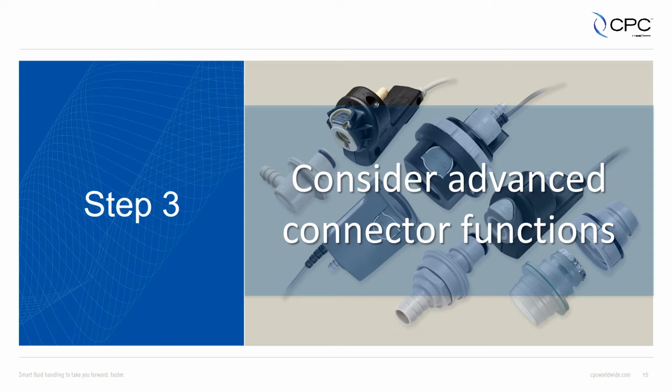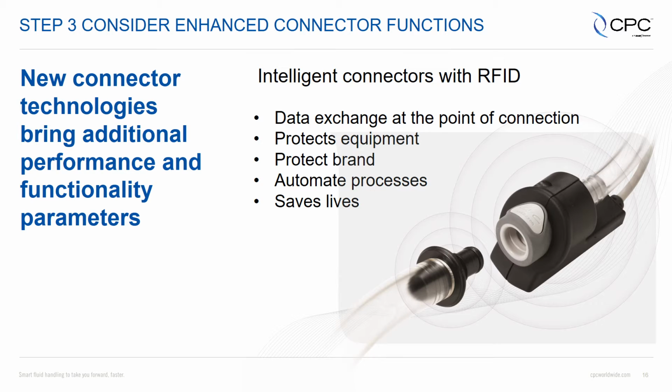At this point, you might think you're done. You might think that we've got the connector that we need, but we want to go through a third step, and that's considering some advanced connection functions, some things that you can do with connectors that don't immediately come to mind. And CPC offers a couple different things. The first thing is enabling a connector with RFID, or radio frequency identification. And this allows the flow of fluid and the exchange of data at the point of connection.